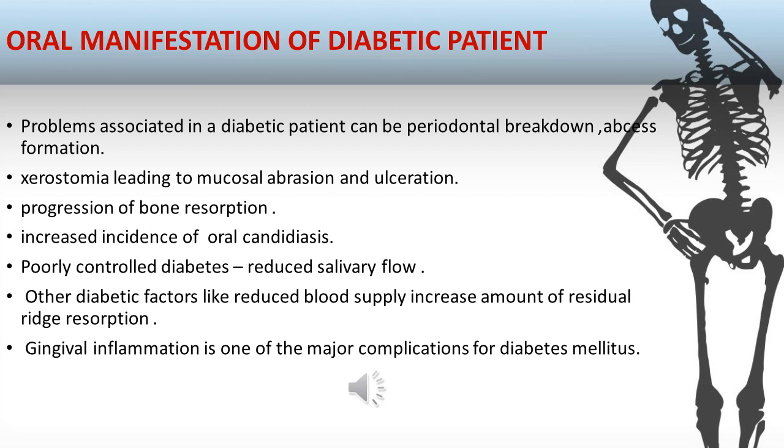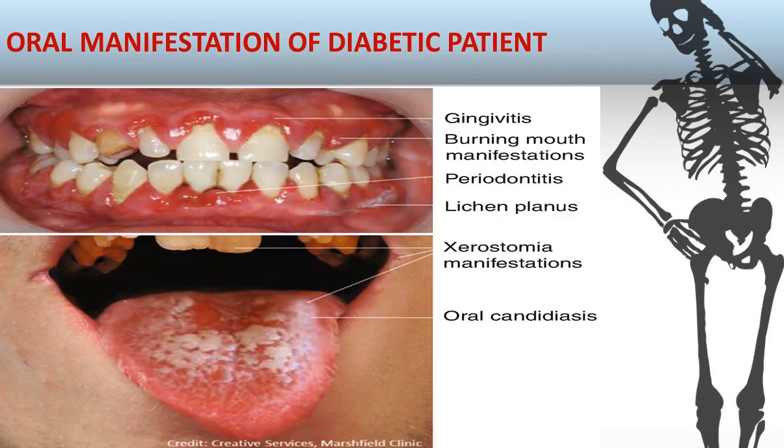Problems associated with diabetic patients can be periodontal breakdown, abscess formation, xerostomia leading to mucosal abrasion and ulceration, progression of bone resorption, and increased incidence of oral candidiasis. Poorly controlled diabetes leads to reduced salivary flow. Other diabetic factors include reduced blood supply and increased residual ridge resorption. Gingival inflammation is one of the major complications of diabetes mellitus.